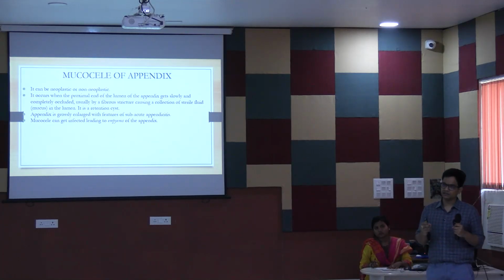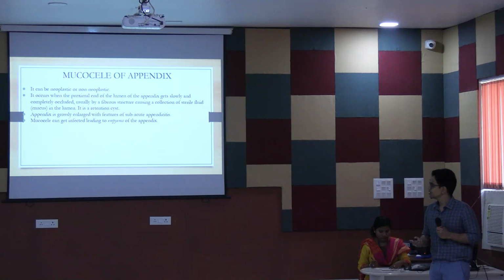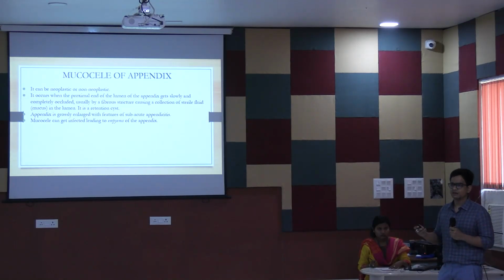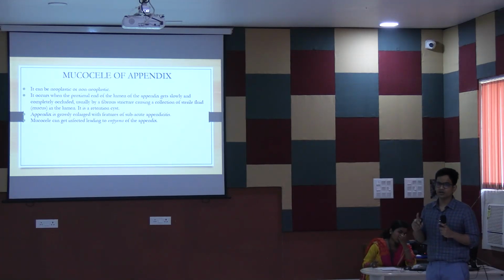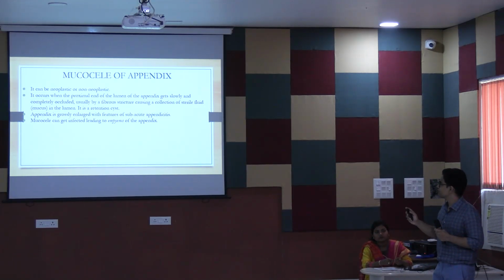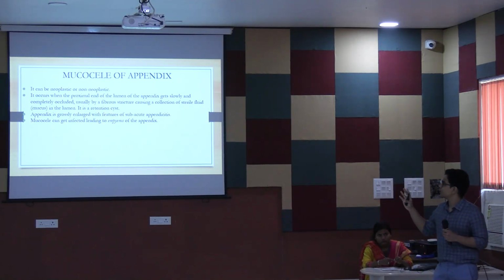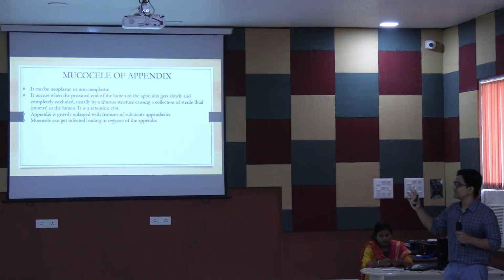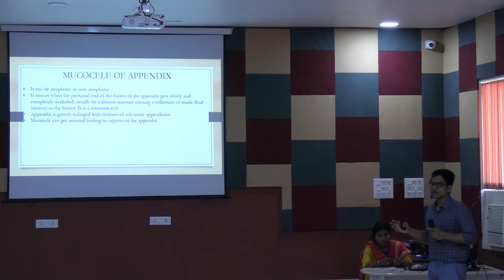Can a mass obstruct? So adenocarcinoma is also seen. When a mucocele is found, you should suspect that there can be an adenocarcinoma at the base of the appendix. And that changes your treatment protocol by a lot. So that is very important. It can be neoplastic or non-neoplastic. It occurs when the proximal end of the lumen gets slowly and completely occluded. Because of the obstruction, mucus keeps accumulating in the lumen, which is called mucocele of the appendix. Again, it can get infected to form empyema of the appendix.